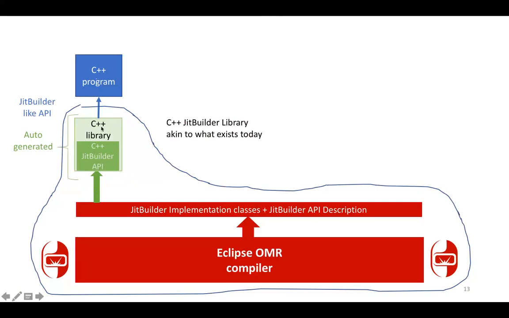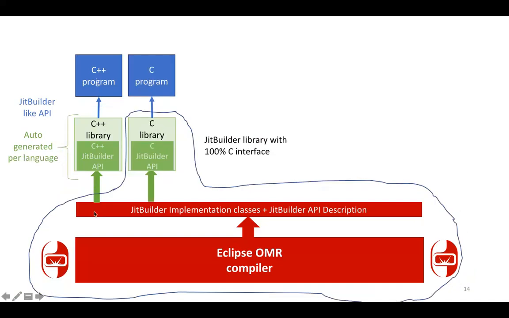And so this diagram basically shows the C++ JitBuilder library akin to what exists today, but slightly different: these two parts right now are the same classes in the Eclipse OMR compiler. The idea of breaking out the client API essentially creates this separate piece from here, but it's being automatically generated from this API description. And the advantage of doing that is that you could also do it for another language. So in this slide, I showed a C library, so a C-based JitBuilder API. Now, this won't be exactly the same API because you can't do everything with C that you can do with C++. For example, you don't have classes that work quite as naturally in C as you do in C++. You don't have namespaces, etc.